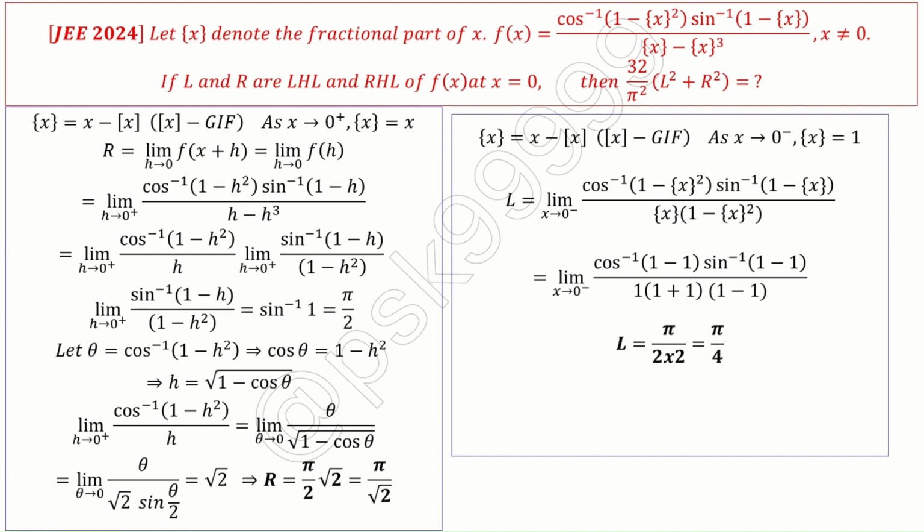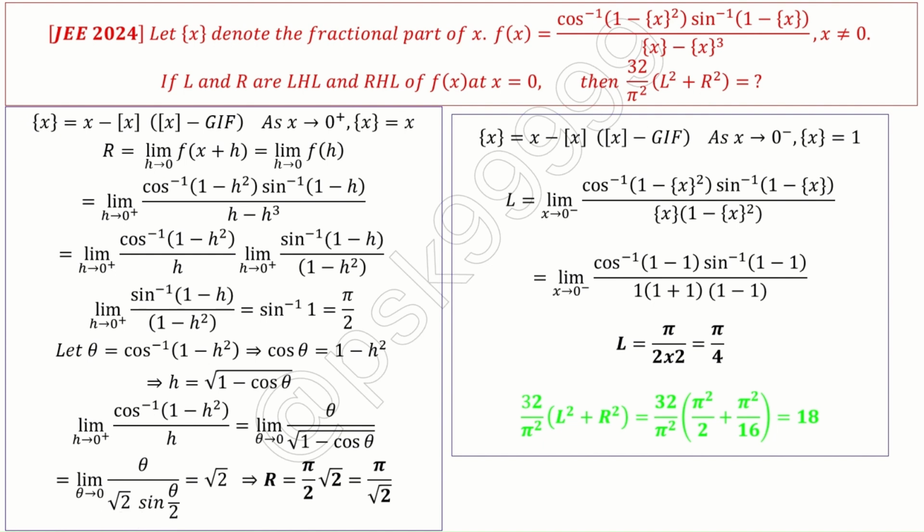So that is nothing but cos inverse of 0, which is pi by 2, and into 2. So this is pi by 4. My L is pi by 4. So now R and L, both values we got. So 32 times pi square into L square plus R square is nothing but 18. That is the answer. Hope you understood how to do problems with fractional x and integral x. Be careful and continuous.